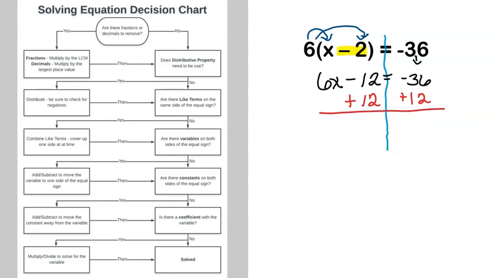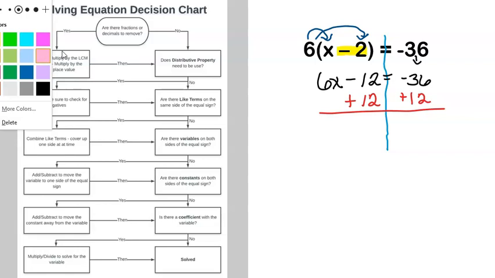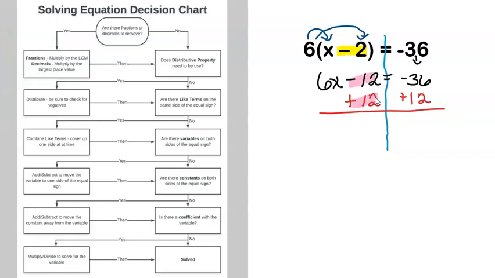Now, again, the 12s that are on the same side will cancel. And now I'm going to bring down the 6x on the left. And it's going to equal now negative 36 plus 12. My signs are different, so I subtract, which is 24, and keep the sign of the larger number. 36 is bigger, so I keep the negative, and it becomes negative 24. There I did my constant.